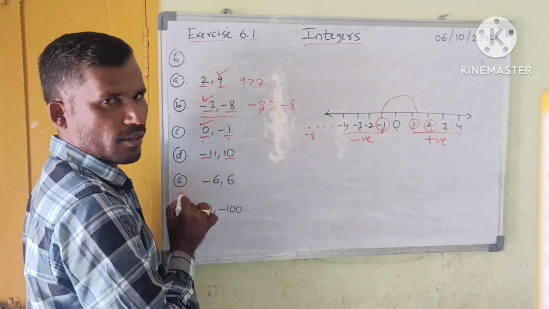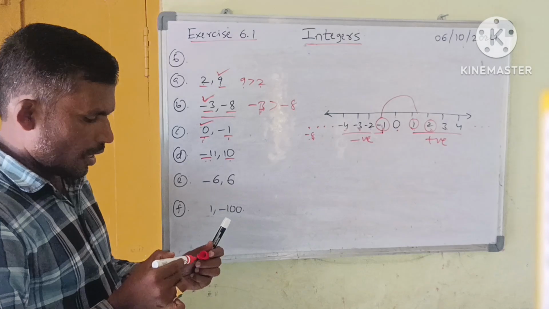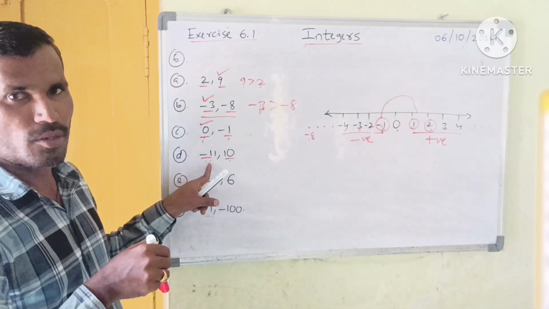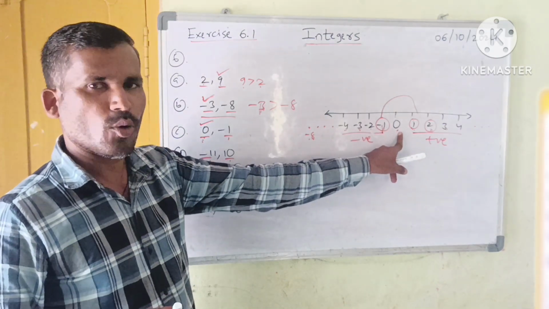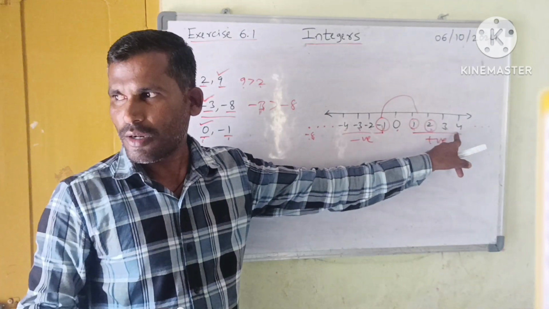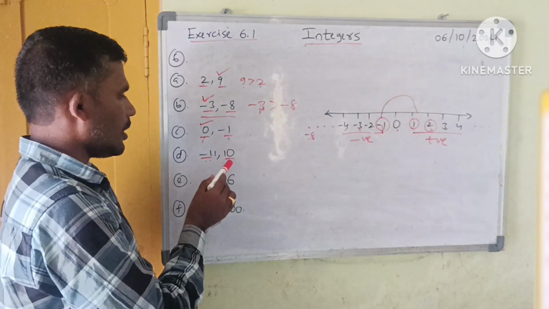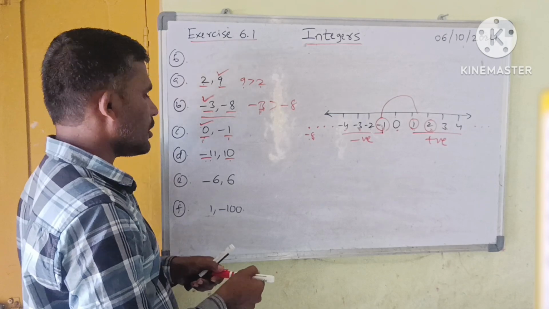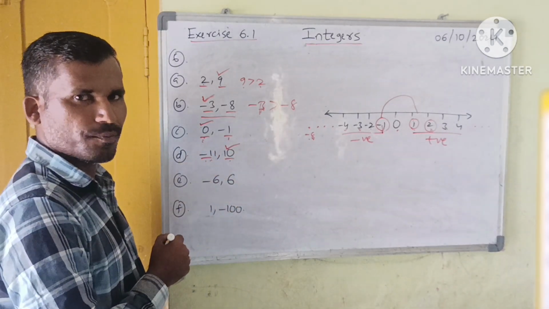-11, 10. So 10 is positive, this is negative. Every positive number is greater than all the negative numbers, including 0 also. 0 is also greater than all the negative numbers. So here 10 is greater than -11. 10 is the greater value, so greater is nothing but 10 is to the right side of -11.